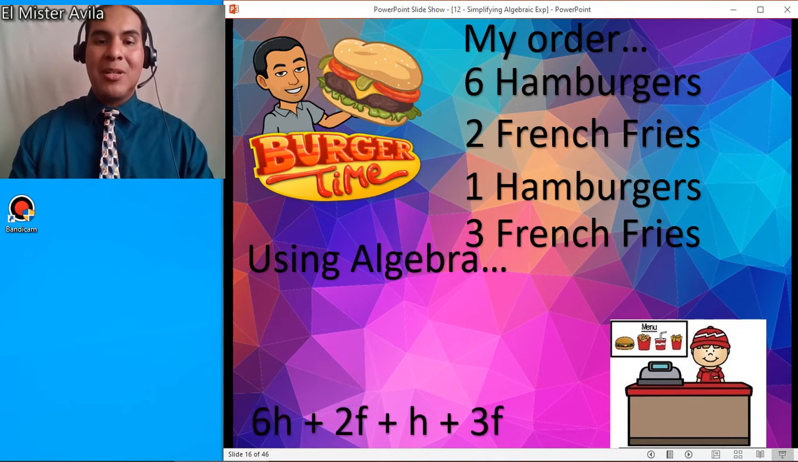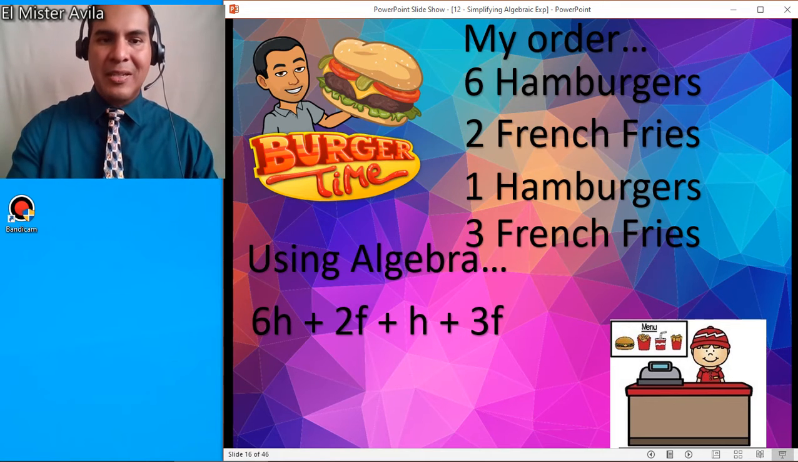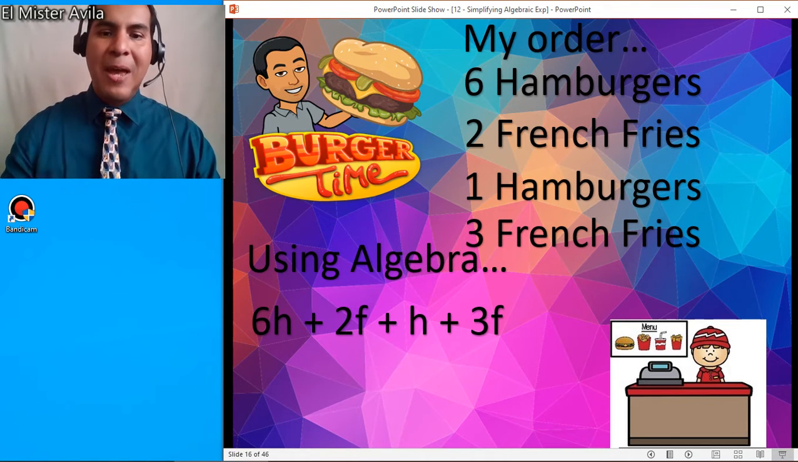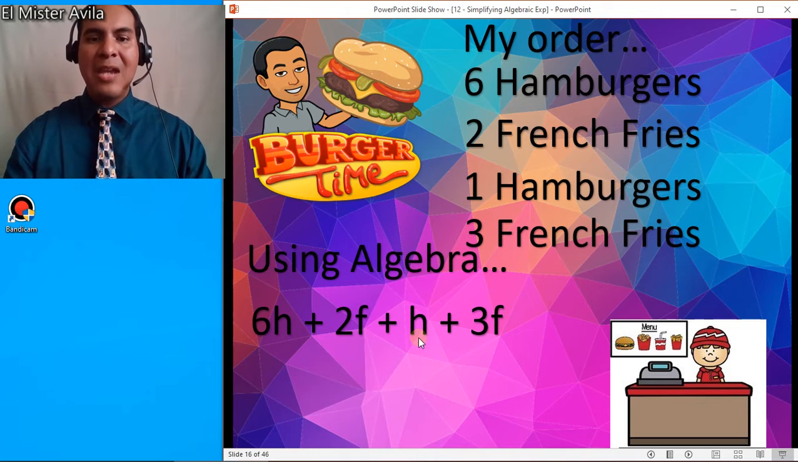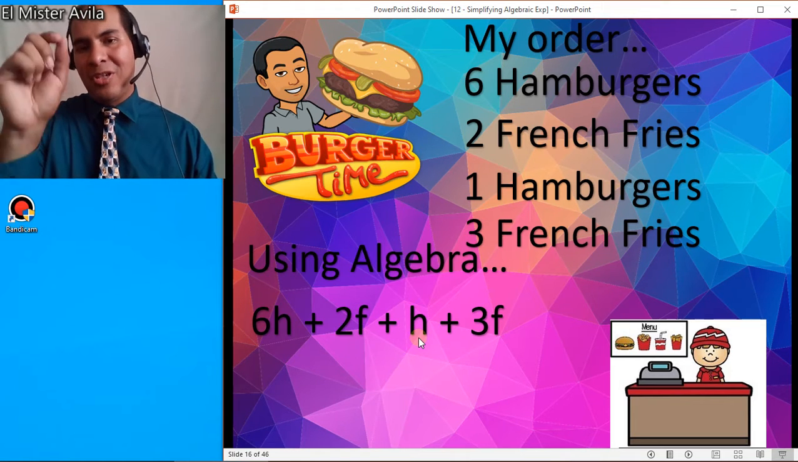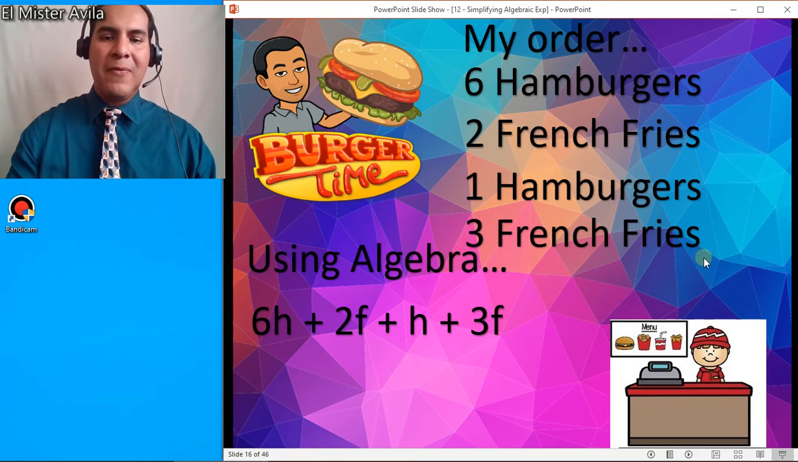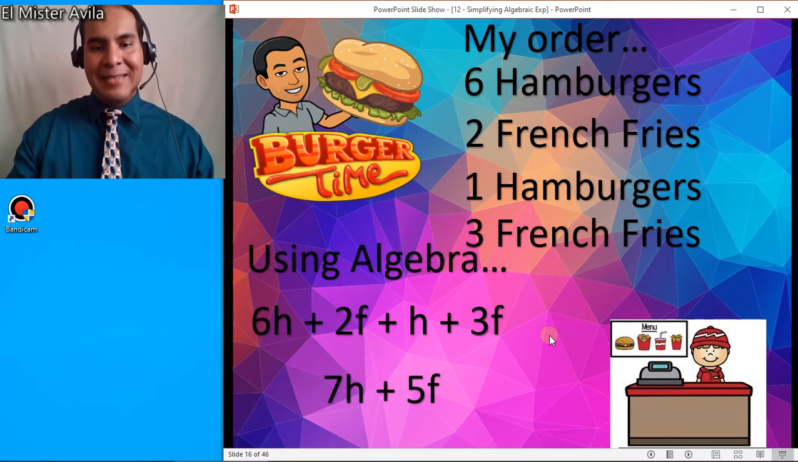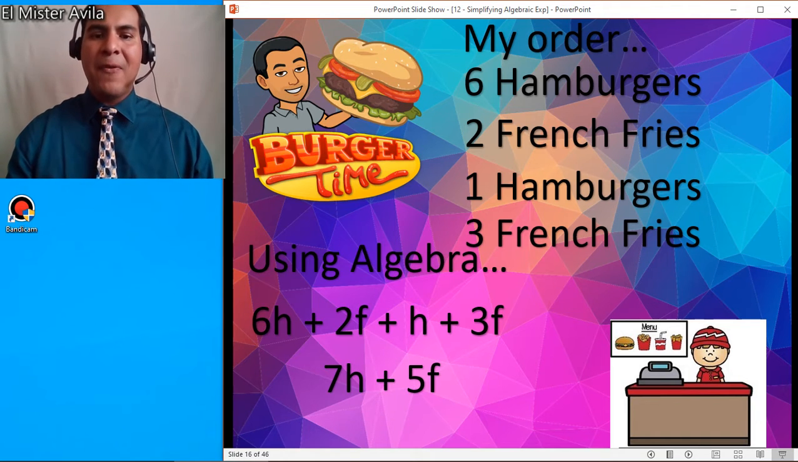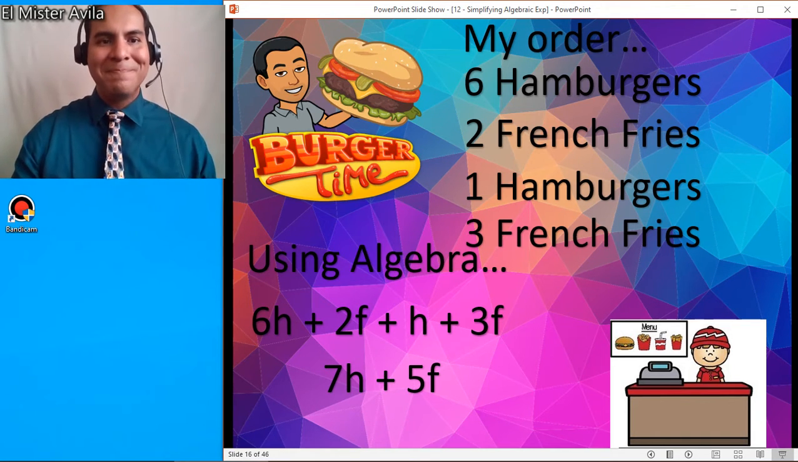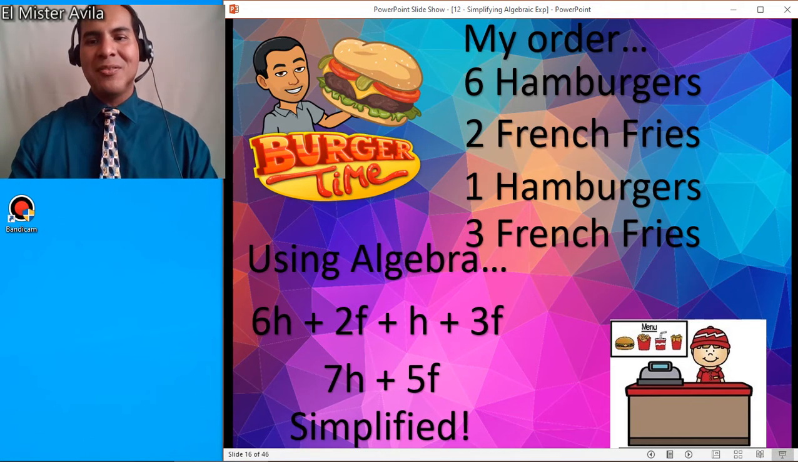Now in algebra, that would look like this. This is an algebraic expression because it contains variables. 6h plus 2f plus 1h plus 3f. Interesting enough here, when I don't write a number in front of the h, it is understood to be 1h, in this case 1 hamburger, so we don't write that 1 in front of it. So just know that whenever we have a variable by itself here, it is understood that the number in front is a 1. And just as you mentioned earlier, it is the same as having ordered 7 hamburgers and 5 French fries. What you're doing is you're simplifying algebraic expressions. Good job.